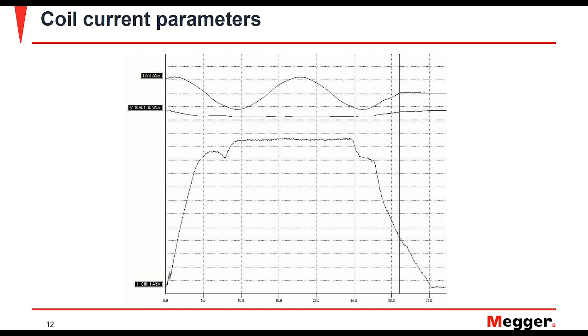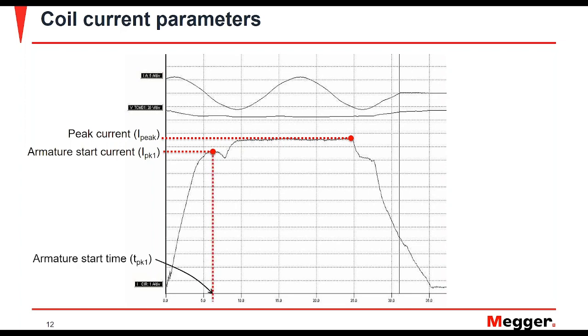Now, for the coil current, I mentioned to you that it has its own analysis. There are some things you need to know about the coil current in order to be able to analyze it correctly. So first you have the peak, the maximum peak the coil is drawing. Then you have the armature start peak. This is the first jump. You need to see how long this first jump takes and measure that time.